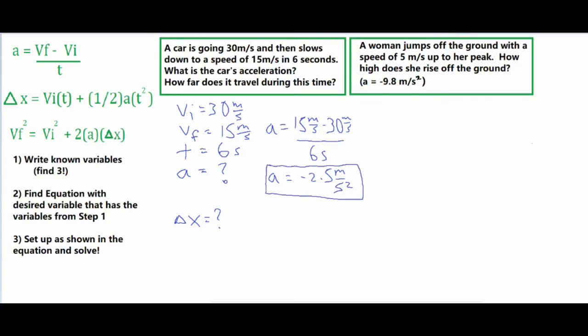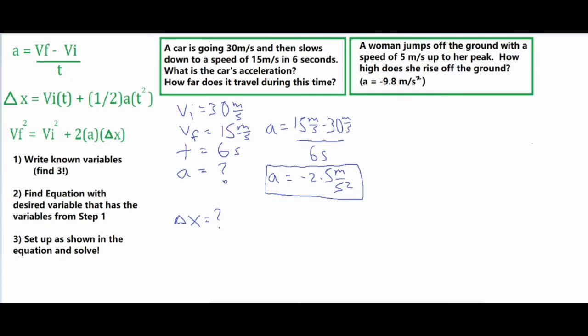Okay, so I went ahead and plugged in my three known variables. I didn't have to do a whole lot there because the formula was already set up for A, and A was already isolated. I want to make sure that I put my VF in front, and then I subtract my VI, which gives me a negative 15 up top, divided by the 6 seconds, and that gives me negative 2.5 meters per second squared.